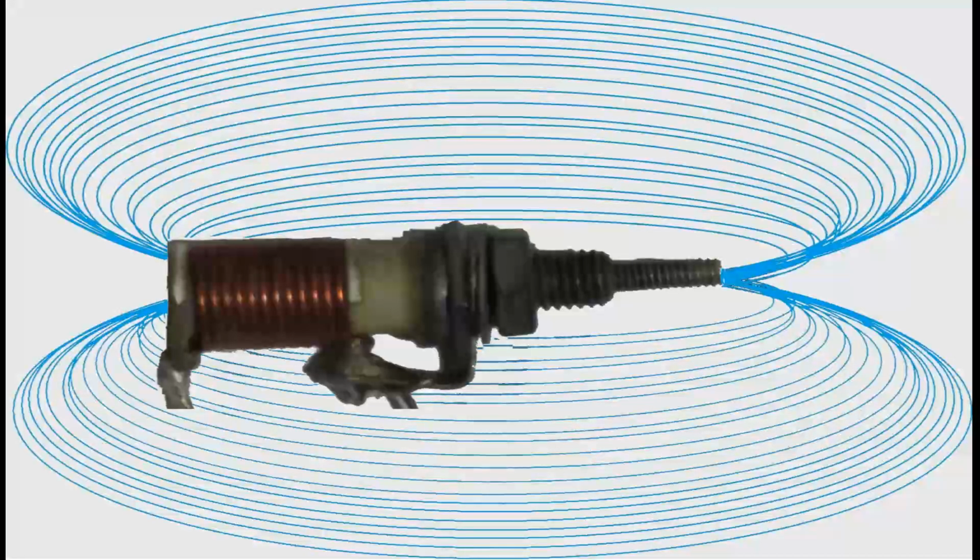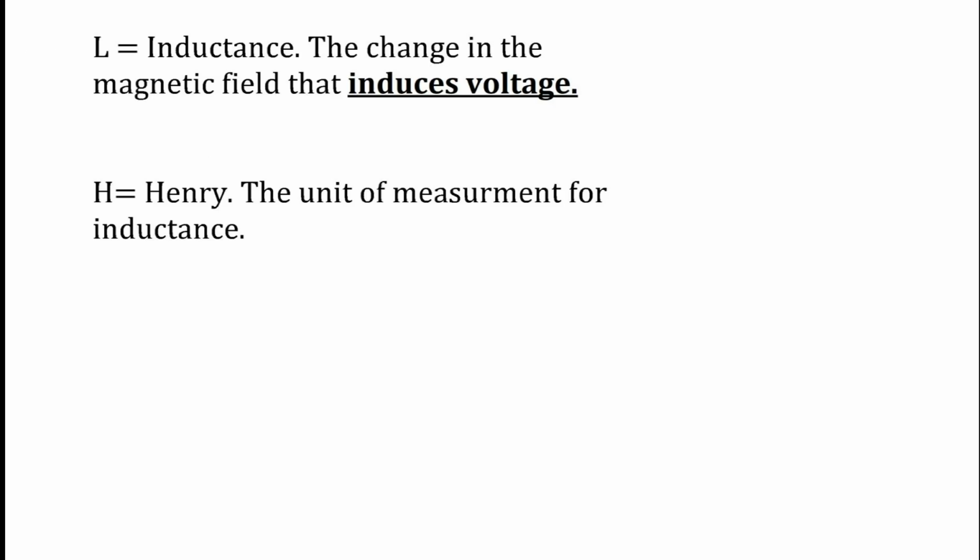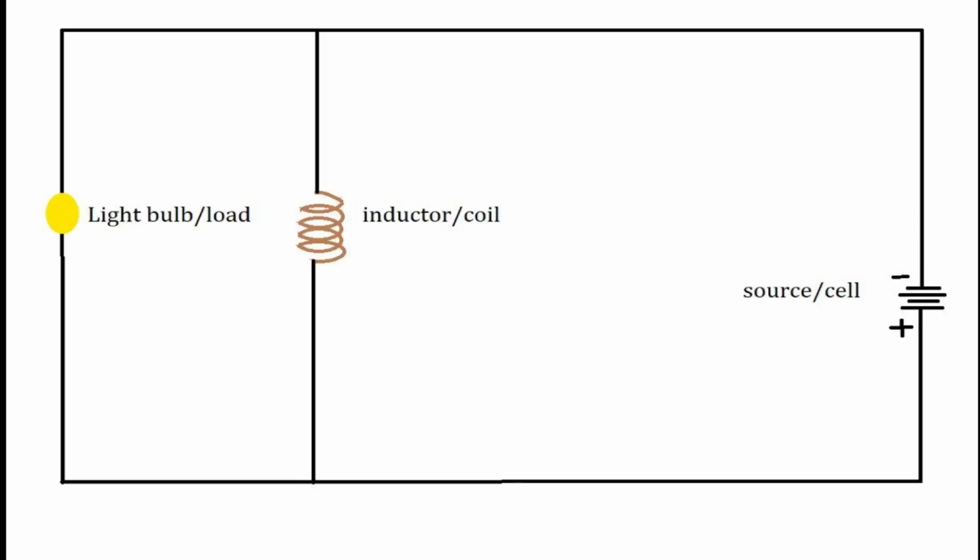If you vary the current, the field varies, causing an induced voltage that is in opposition to the applied current. This process of inducing this voltage is called inductance, represented with the symbol L, and the unit of measure is a Henry, symbolized by the letter H. The storing of energy in a magnetic field works like this.